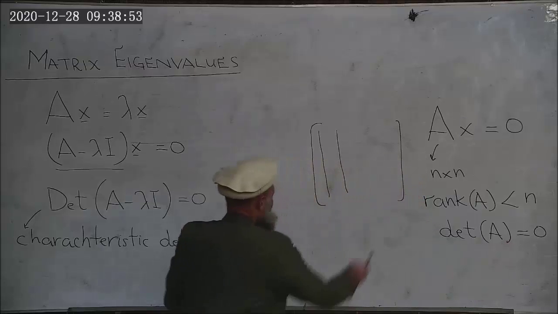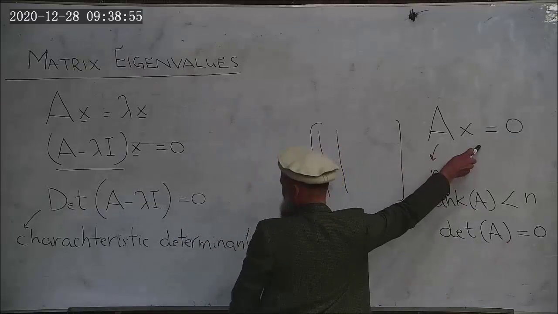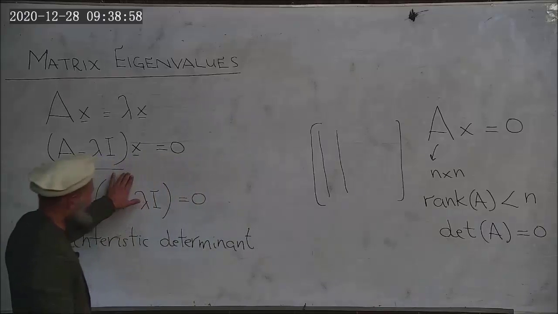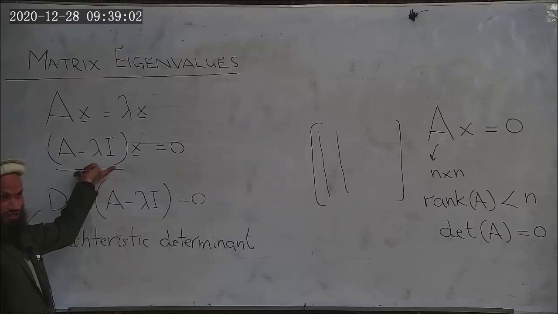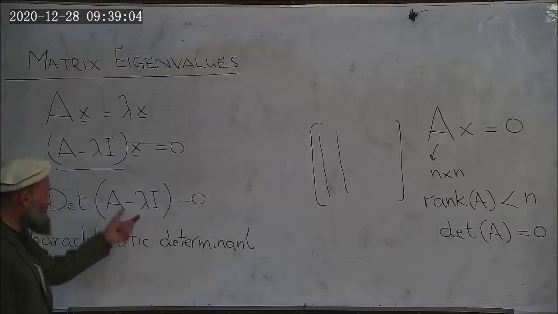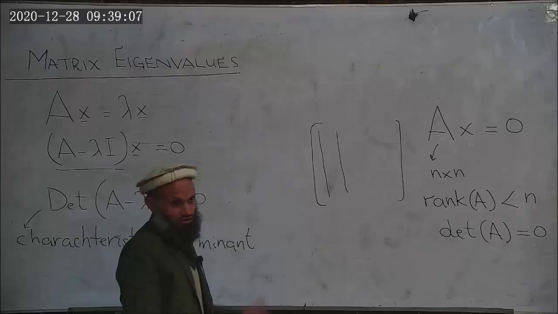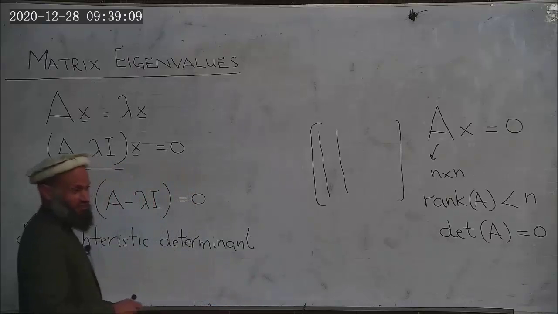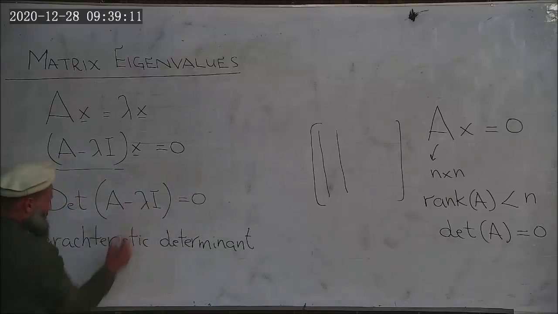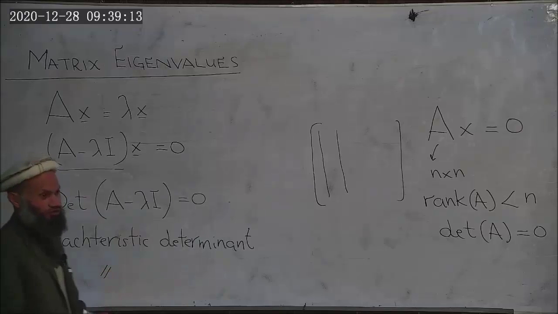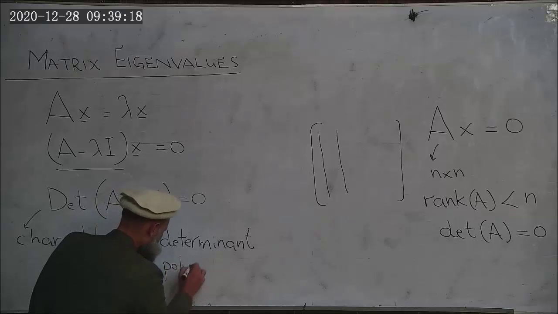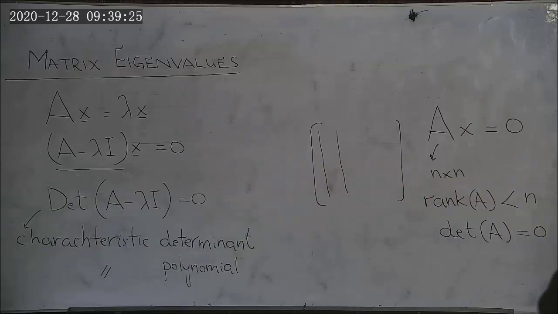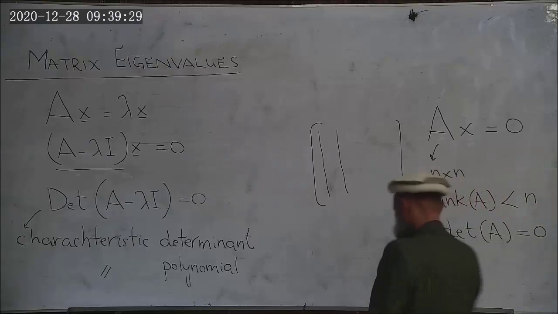So here the only difference between this system of equations and here is that instead of matrix A, you have another matrix. So for a non-trivial solution to exist, this determinant should be equal to 0. This determinant is called the characteristic determinant. If you expand this determinant, you will have a polynomial. That polynomial is called the characteristic polynomial. And from the characteristic polynomial, you determine the eigenvalues. Let's demonstrate it with the help of some example.